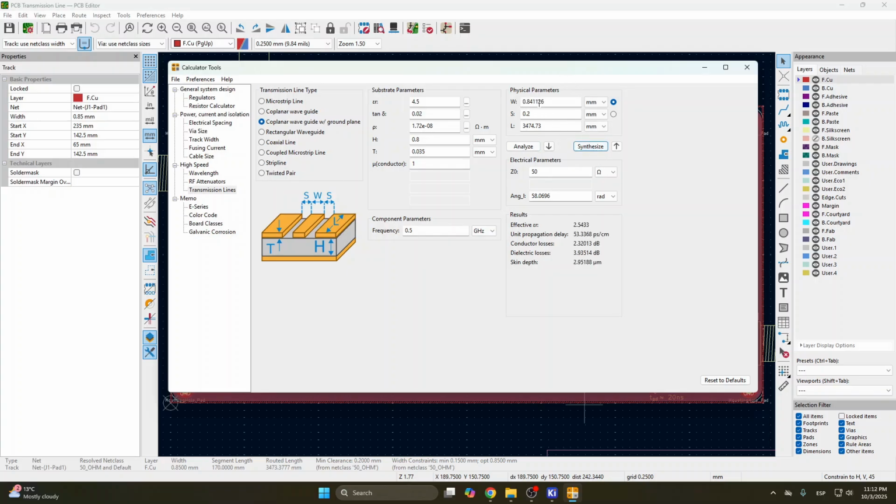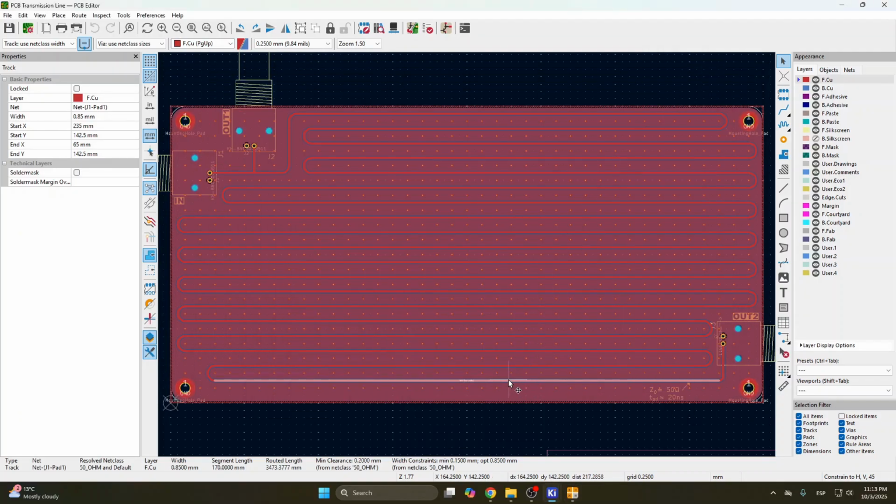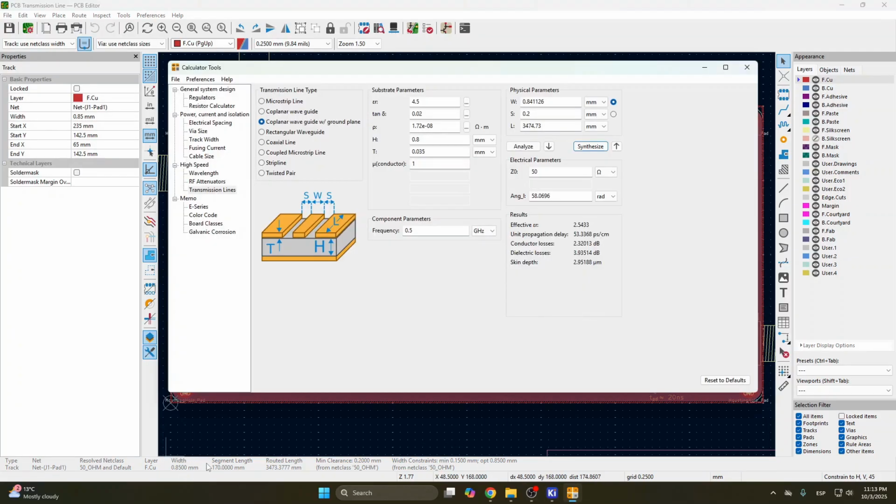So when I click synthesize, I get a width of 0.84 millimeters and a unit propagation delay of 53.33 picoseconds per centimeter. I rounded up this width to 0.85, and that's why you see a trace width of 0.85, which you can also see in this region on the bottom side of the window in the PCB editor of KiCad. So using this width, you get very close to 50 ohm impedance.